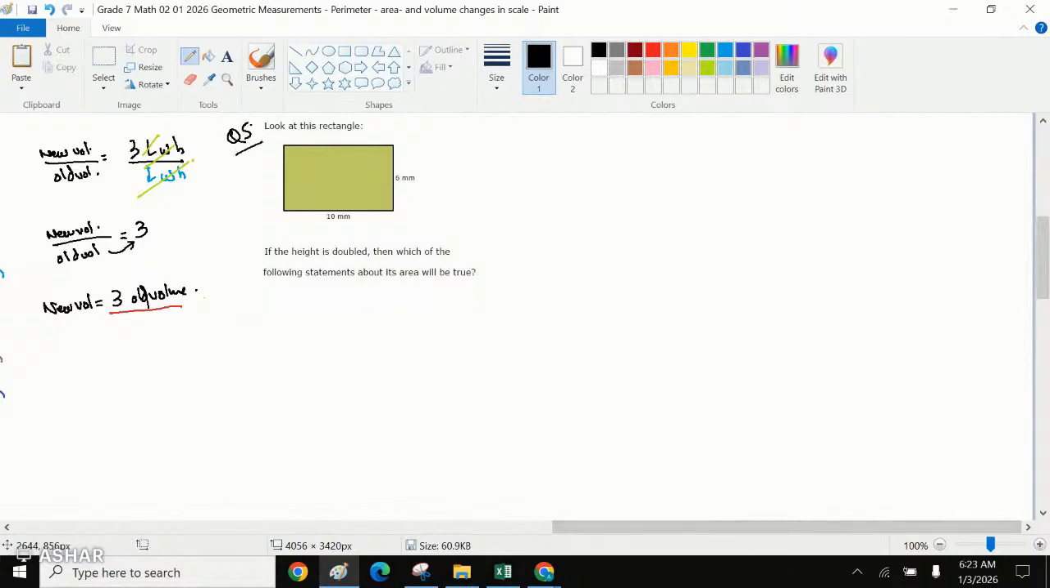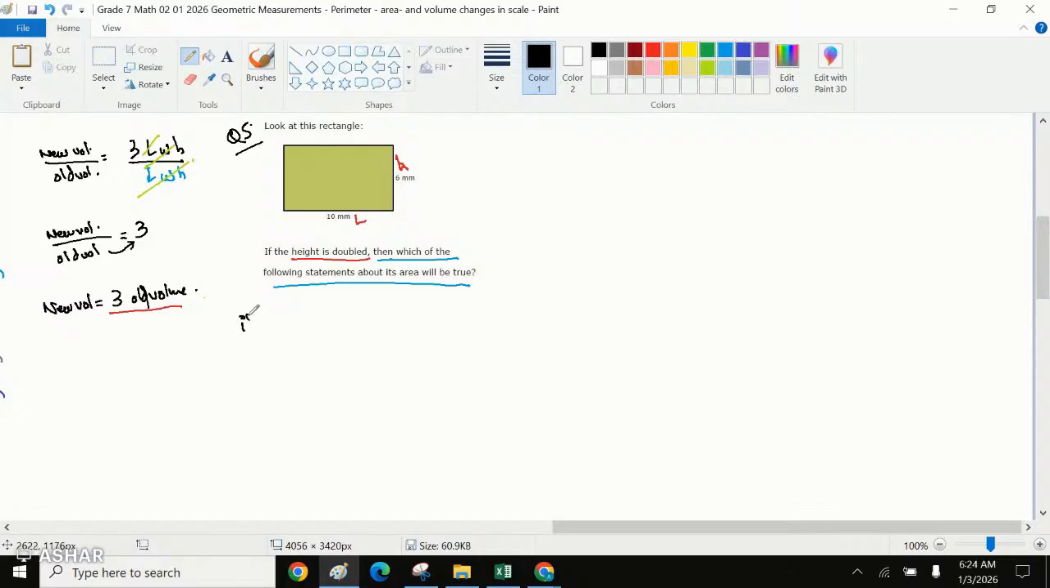A rectangle is given. What they are saying is, if this part is the length, this is the height, right? The height is doubled. Then which of the following statements is true about its area? Let's make 2 statements about the area.